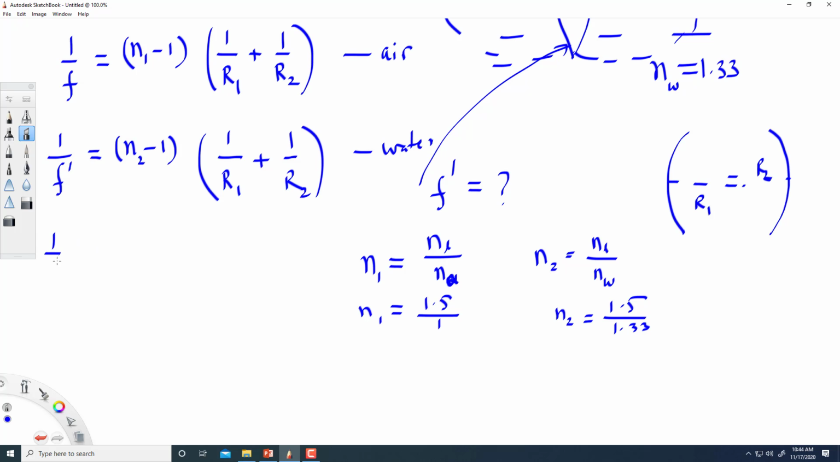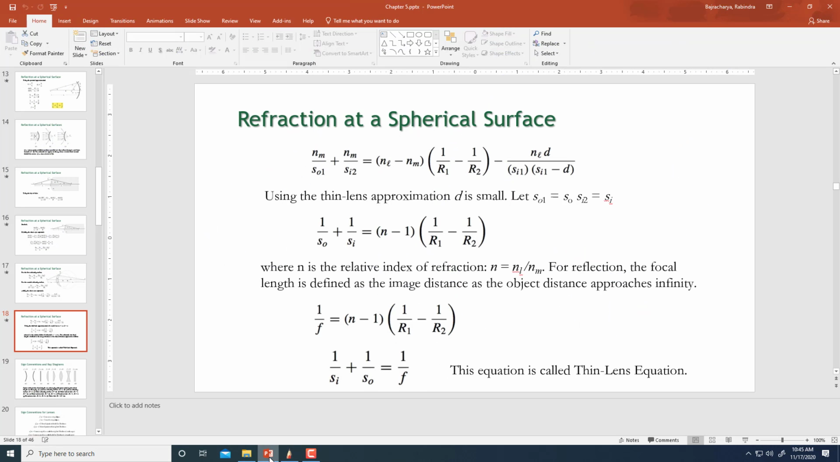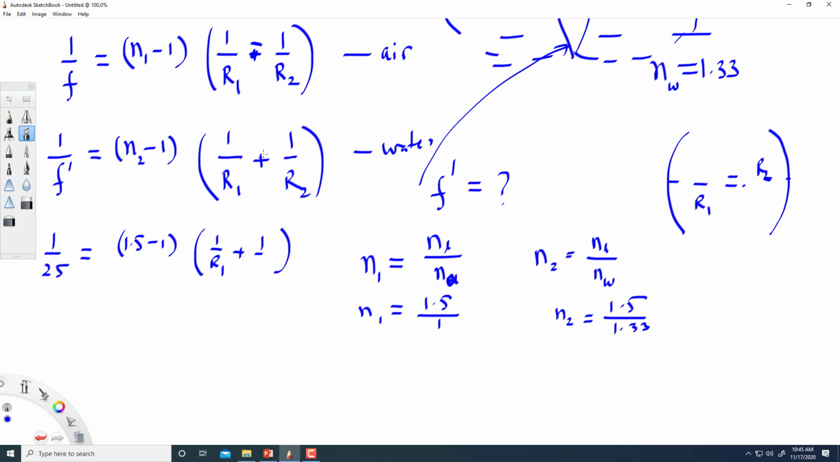So you'll get 1 over f (25). So that's 1.5 minus 1, and then that's as it is. Actually, this is minus, probably. Let's see, maybe I forgot. Yeah, so that's minus. So this is 1 over r1 minus 1 over r2. Okay, so make the change there.